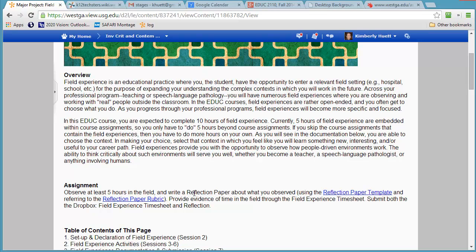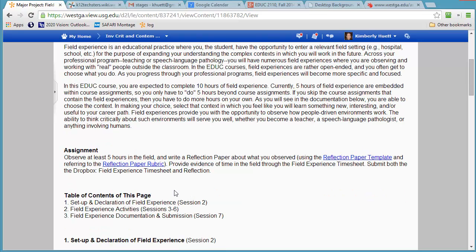Okay, so what is the assignment? The assignment is to observe at least 5 hours in the field and to write a reflection paper about what you observed. In addition, you're going to provide evidence of time in the field through the field experience timesheet. Then you're going to submit both of these to the Dropbox called Field Experience Timesheet and Reflection. Okay? So now let's dig a little deeper.